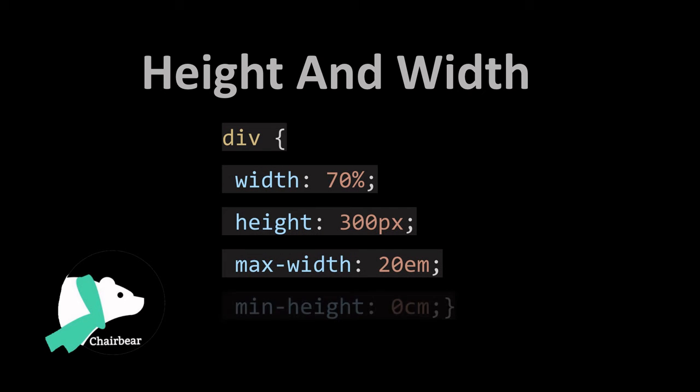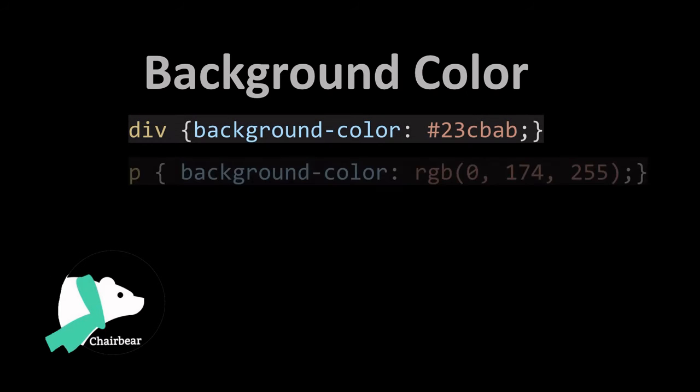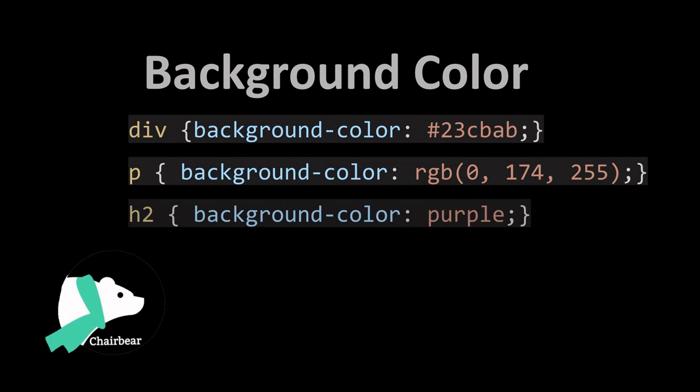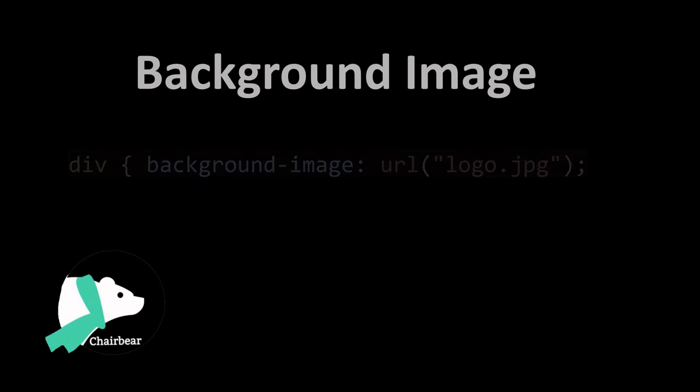The values can be specified in many measurements. You can also define the minimum and maximum sizes of an element. Background color. This property is used to specify the background color of an element. The value can be specified in three ways: a hexadecimal value, an RGB value, or a color name.